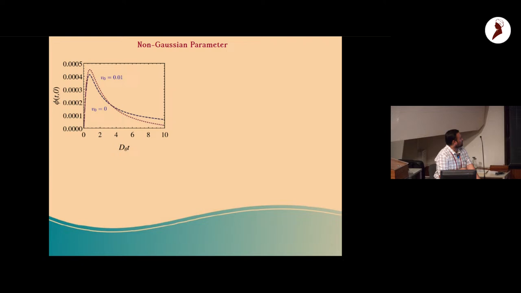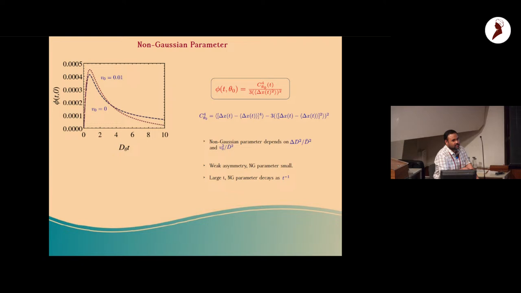So this is the non-Gaussian parameter, because before calculating persistence probability, we have to see whether it is Gaussian or not. So when we calculate this non-Gaussian parameter, we find that at longer times it goes to very small values. It decays with t inverse. So in the longer time limit, we can find this to be a Gaussian kind of process.